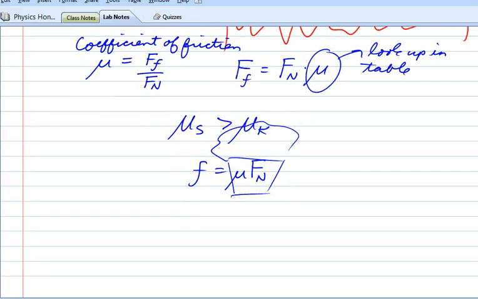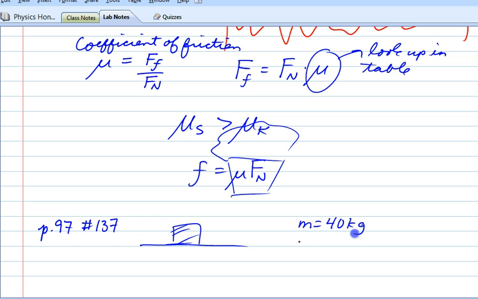So this is on page 97, number 137. And it basically says, okay, we got a box which has a mass of 40 kilograms and we have a coefficient of static friction of 0.69. And what we want to do is we want to find the minimum force, the amount of push that we have to apply to it to get it moving. And so basically what we're trying to do is overcome static friction.